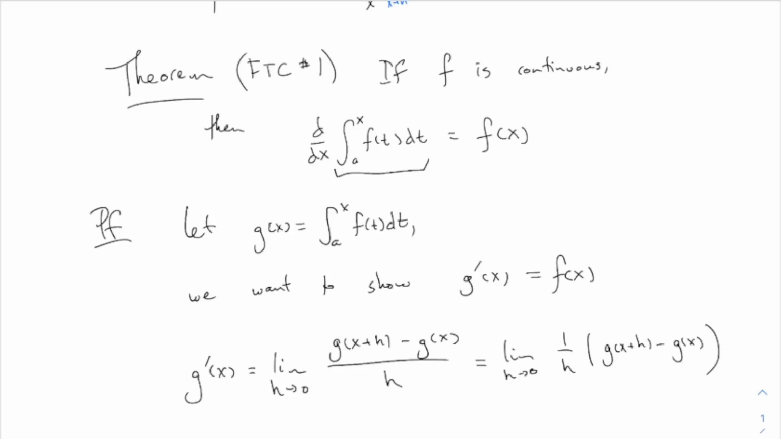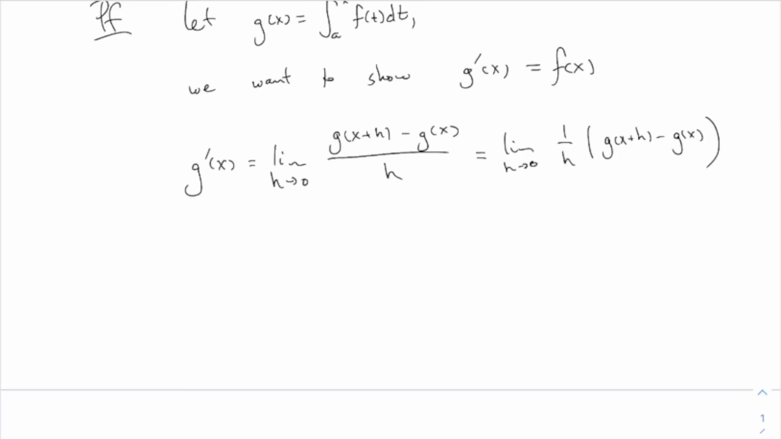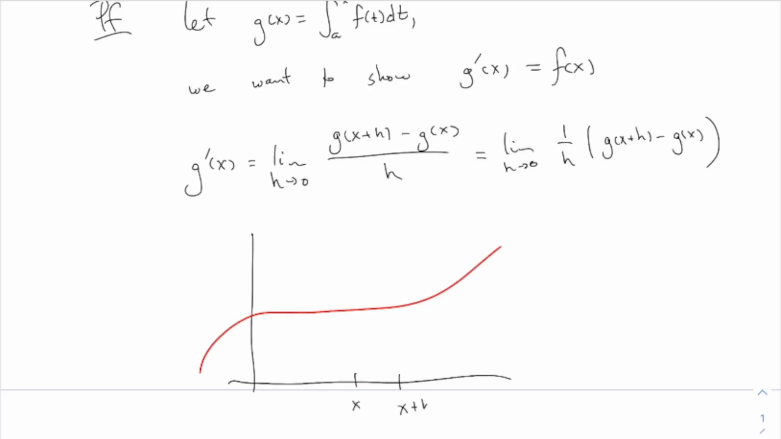And that g of x plus h minus g of x, you can actually see very clearly in the pictures I was drawing. In fact, it is the blue area that I've been drawing all along. Say x is here, and then x plus h is here. G of x plus h means the area when you measure all the way up to x plus h. So that's this area. Isn't that cute? The area all the way up to x plus h is g of x plus h.